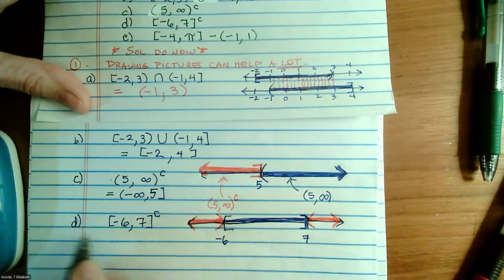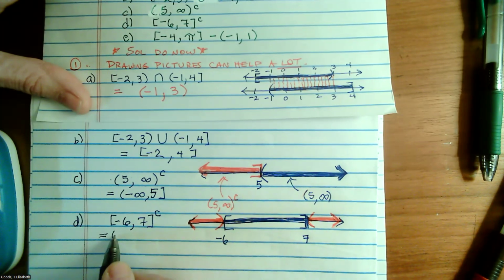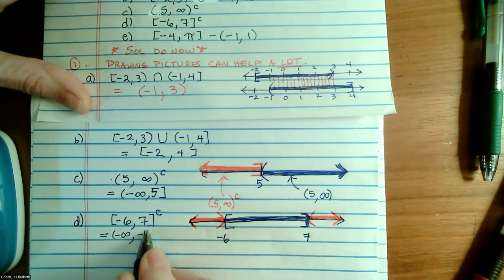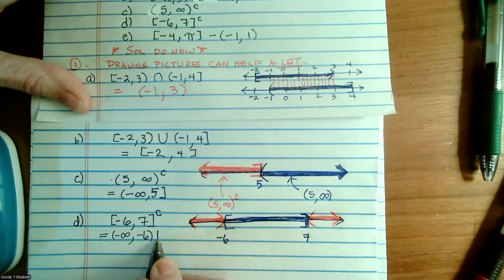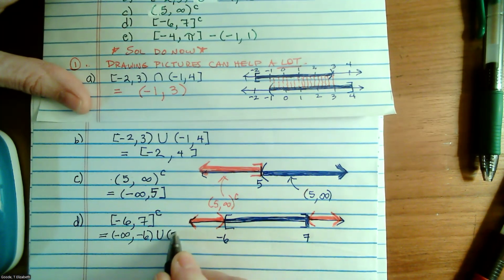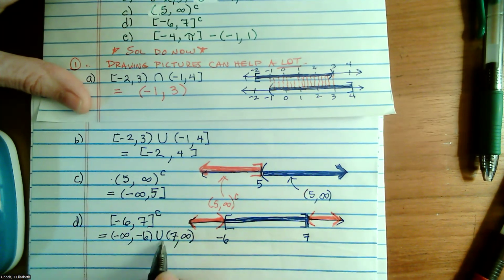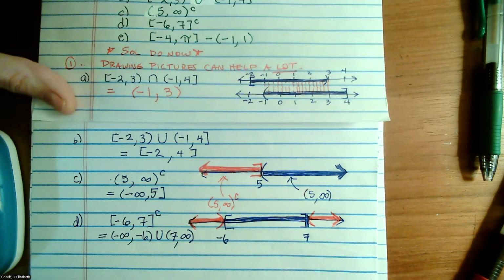So when we write the complement set, it's going to be from negative infinity to negative 6. Don't include the negative 6. Union 7 to infinity. Again, we don't include the 7. Questions?